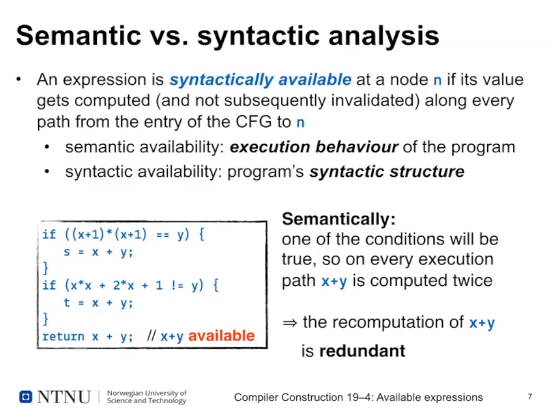So semantically, we know either this one is true, so x plus 1 times x plus 1 is equal to y, or that one is true. It's just x plus 1 times x plus 1 written differently. And here we check for inequality. So either we have this assignment here or we have that assignment here. So semantically, we would know x plus y is available, and the recomputation of x plus y is thus redundant because we can reuse either that result or this one here, depending on which path we took through our program.